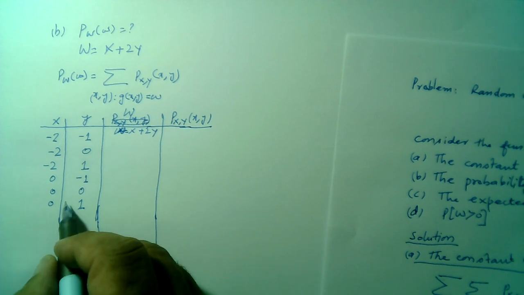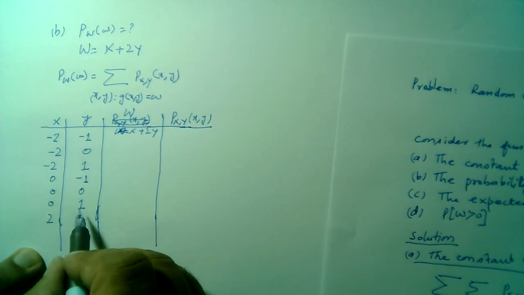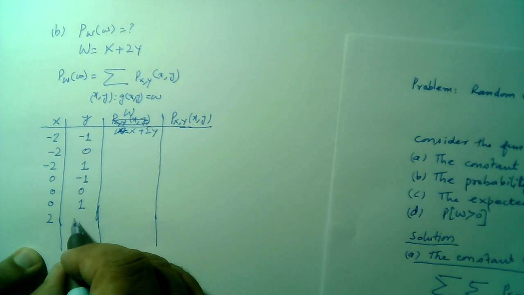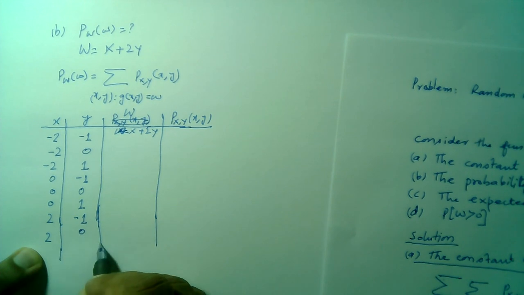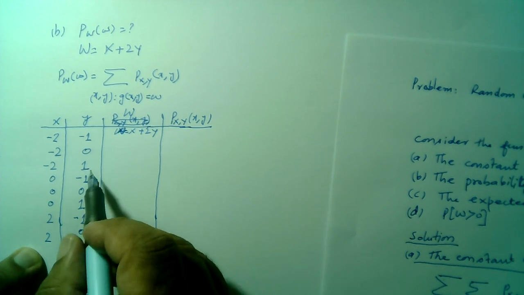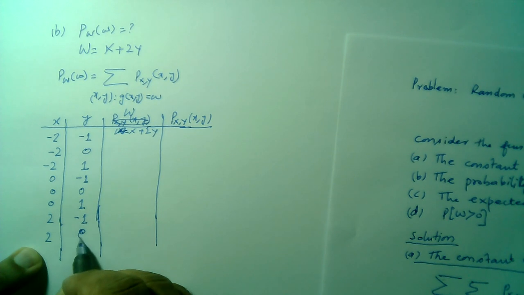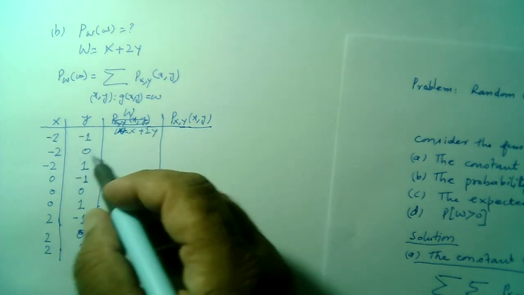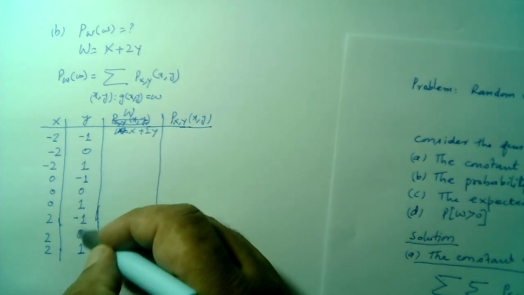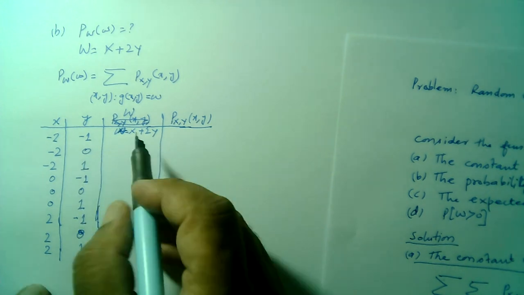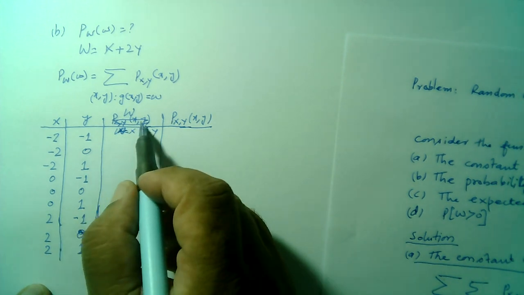And then x takes on value 2, and these three values of y again: minus 1, 0, and 1. So for all these possible pairs, these are 9 values: 1, 2, 3, 4, 5, 6, 7, 8, 9. For all these 9 values, we will calculate the corresponding value of w.